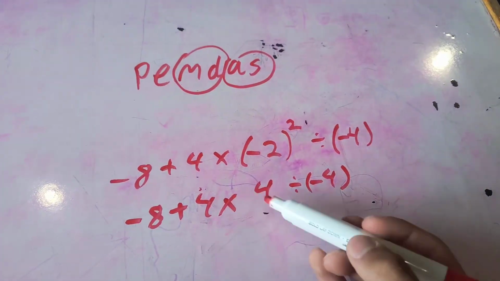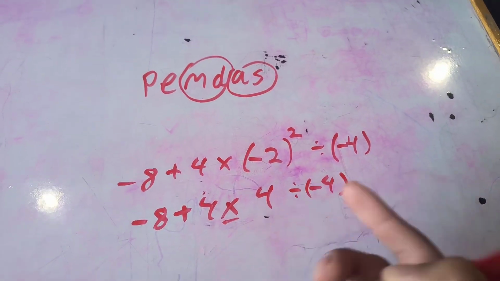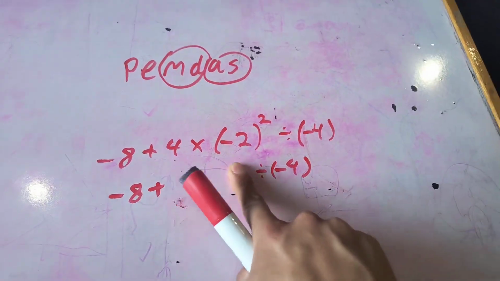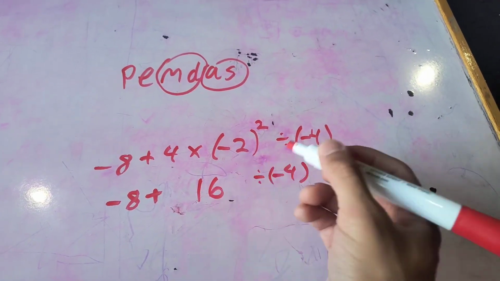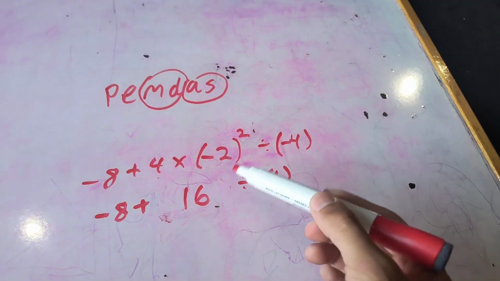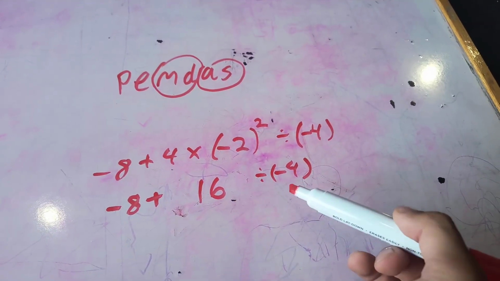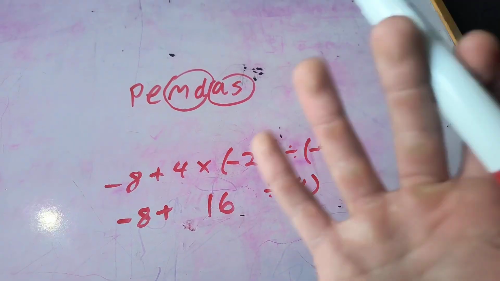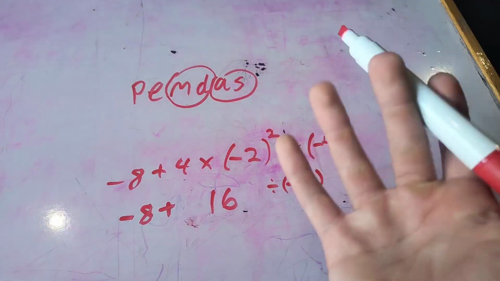We go from left to right, so 4 times 4 is 16. So then this whole thing becomes 16. And then we do division. 16 divided by negative 4. Well, 16 divided by 4 is 4, but a positive number divided by a negative number is a negative number.